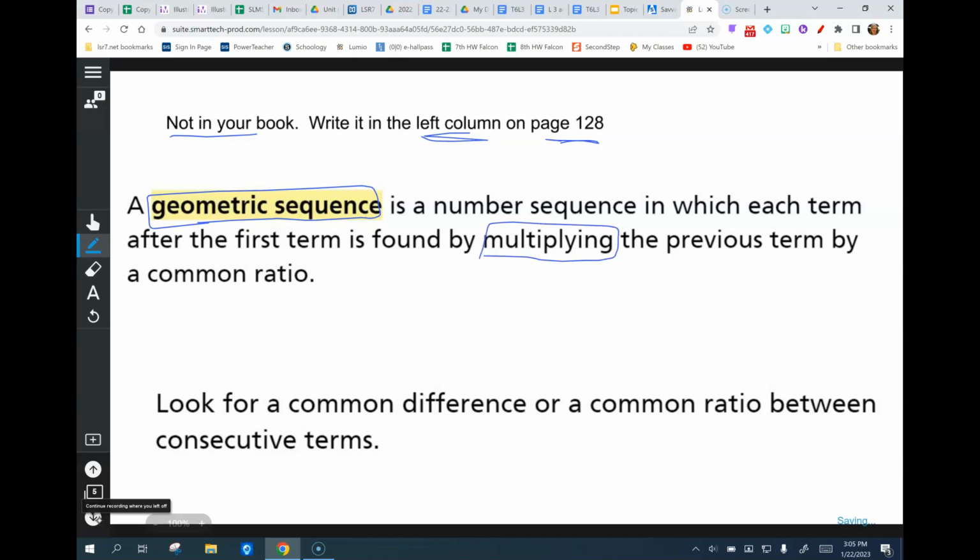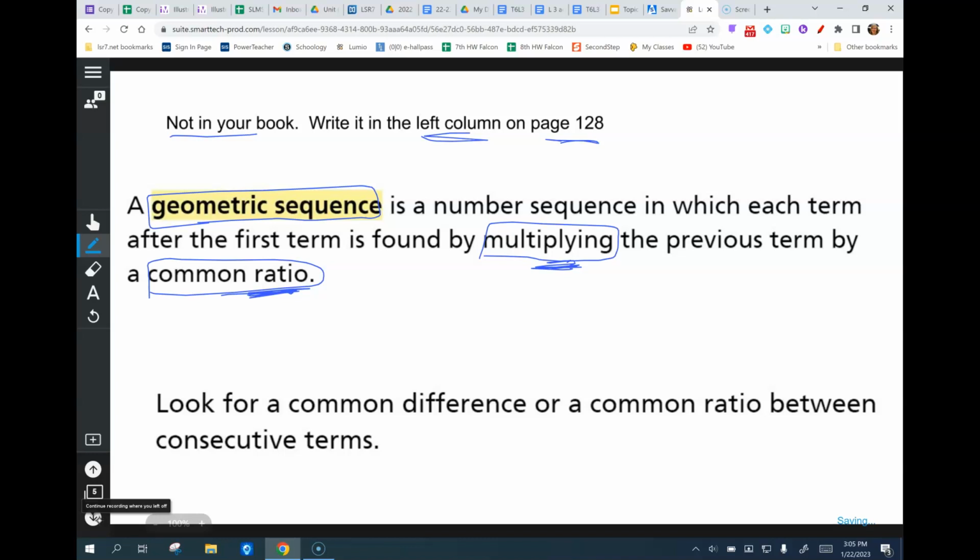Is found by multiplying the previous term by the common ratio. Okay, so the big important words here are that with geometric, you're going to multiply and you're going to have a common ratio. When we looked at arithmetic, we added or subtracted, and we had a common difference instead of a common ratio. So multiplying or dividing is what's going to be important.